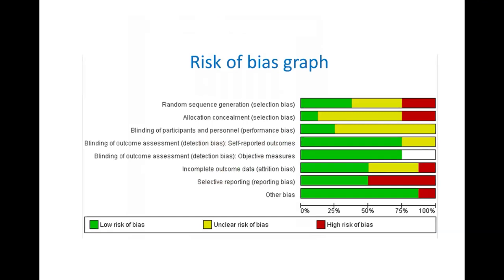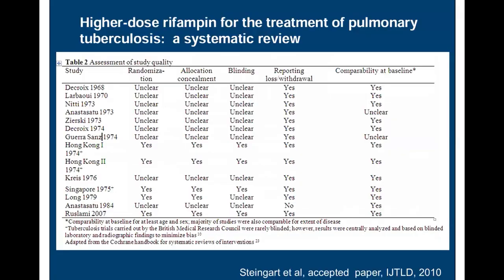So this is the overall risk of bias, overall among all the studies. So red is the high risk, yellow is unclear, and green is low risk of bias. Next slide. So these are earlier ways where they did your randomization or quality assessment of the studies. Next slide.